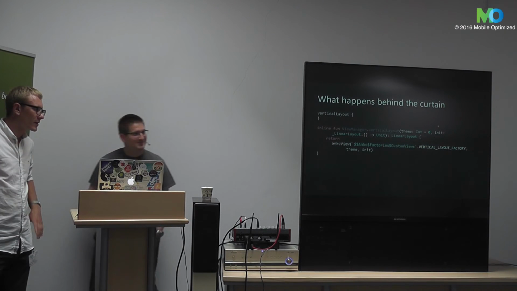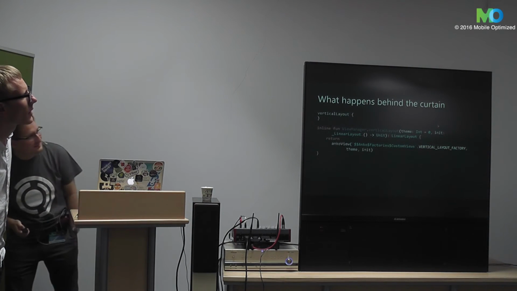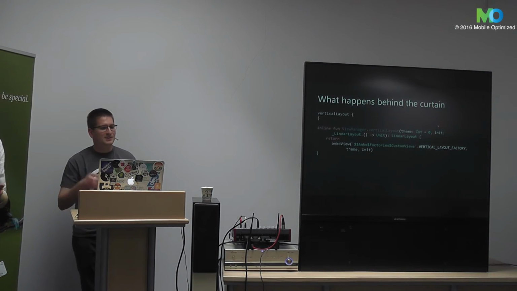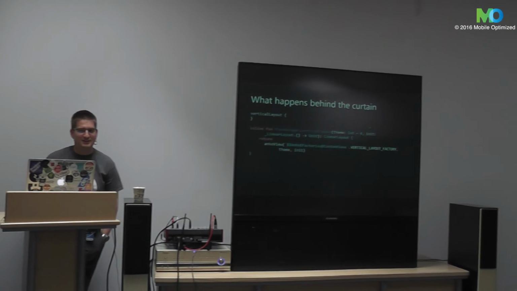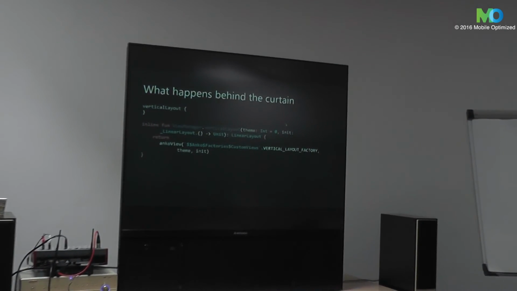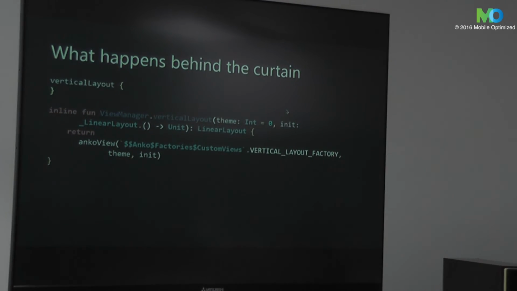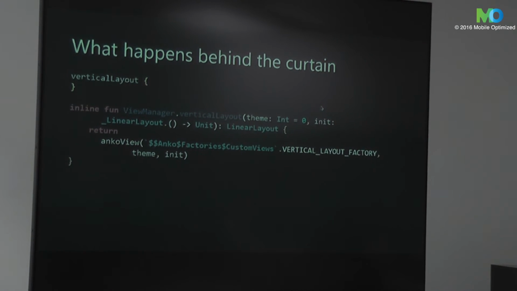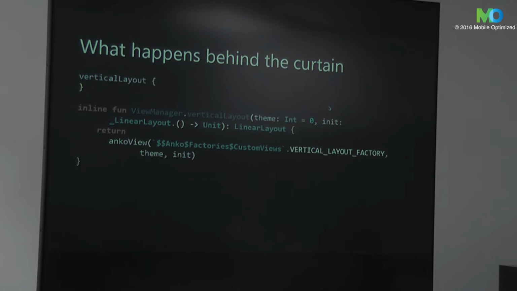Okay, so can you see it? Okay, so as we can see this vertical layout is actually an extension function over the ViewManager. Actually, Android ViewManager can be a lot of things because it is an interface. Activities are ViewManagers, view groups are ViewManagers, and there is this special construct in Anko called AnkoContext, which is a ViewManager.